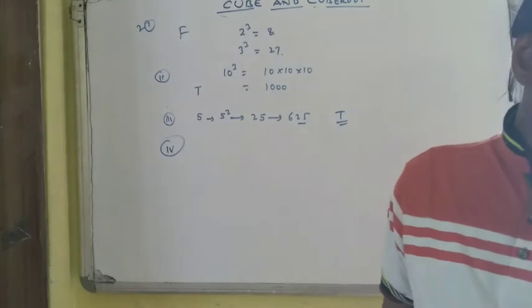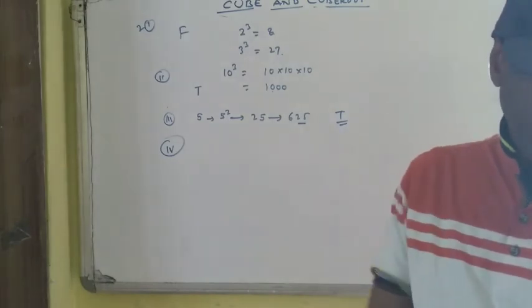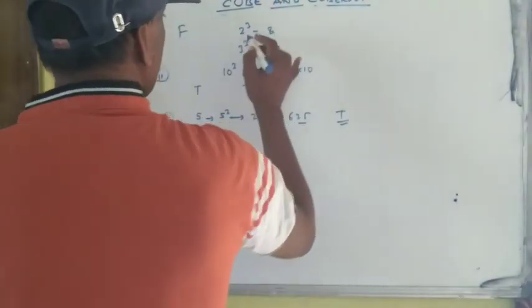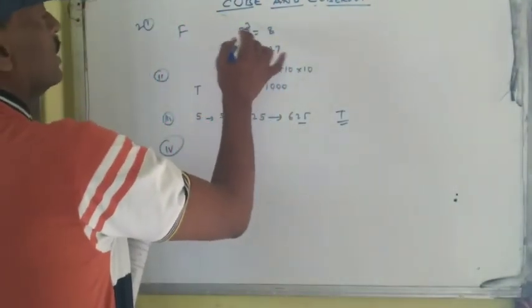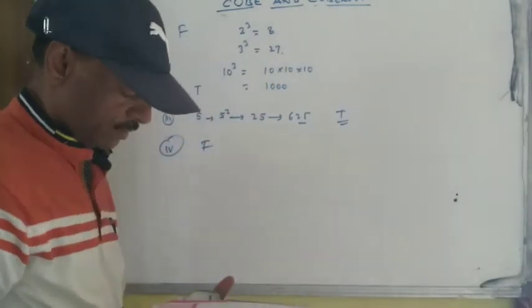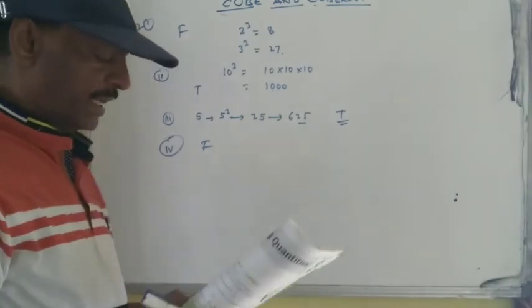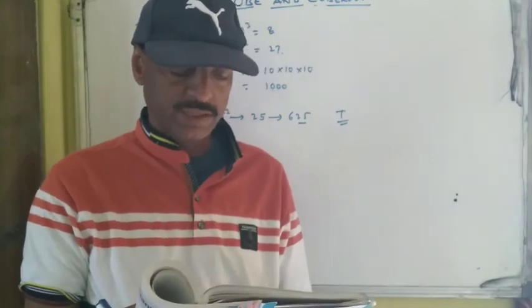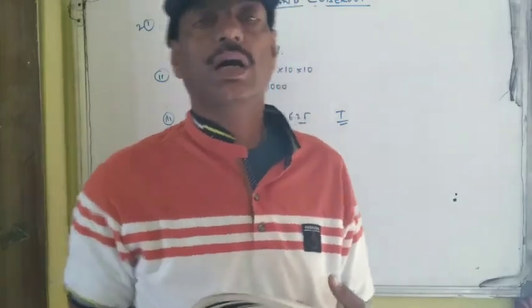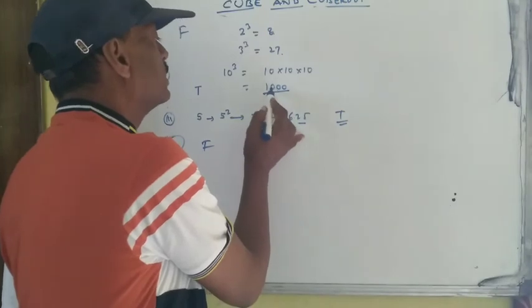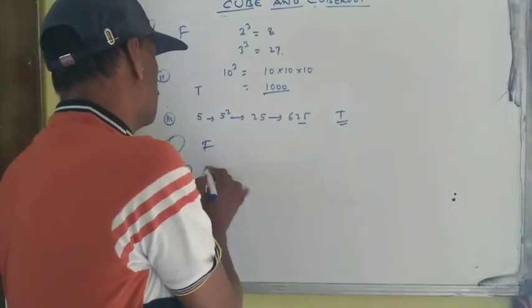Now question number 4: there is no perfect cube which ends with 8. This is false, because the cube of 2 is 8, so it is not true. Now the next one, 5: the cube of a 2-digit number may be a 3-digit number. The first 2-digit number is 10, and the cube of 10 is 1000, which is a 4-digit number. So this is also false.